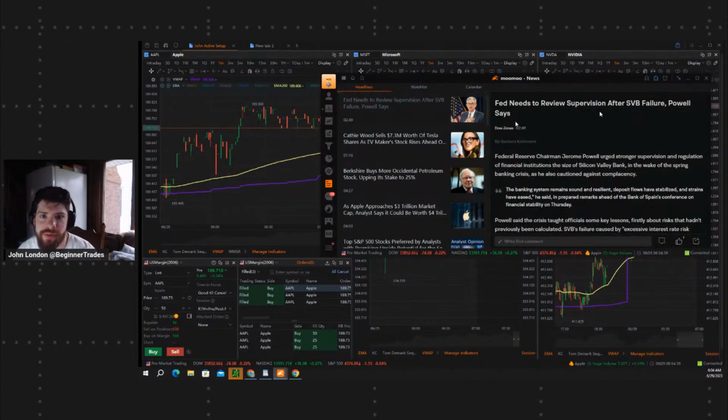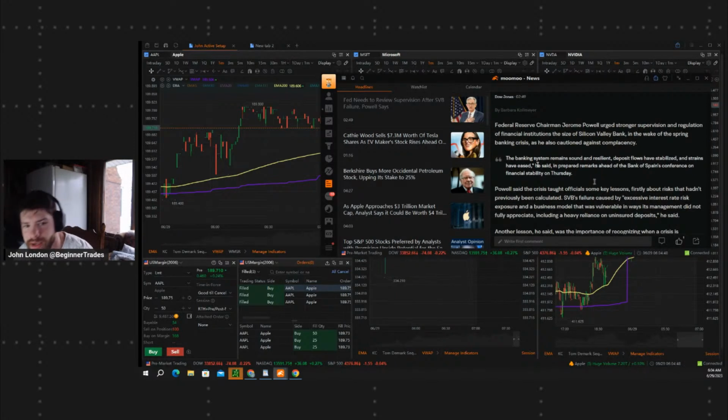And so, Fed needs to review supervision after SVB failure, Powell says. Powell urged stronger supervision and regulation of financial institutions the size of SVB in the wake of the spring crisis. He also cautioned against complacency, saying, quote, "The banking system remains sound and resilient. Deposit flows have stabilized and strains have eased," he said in prepared remarks ahead of the Bank of Spain's conference on financial stability on Thursday.